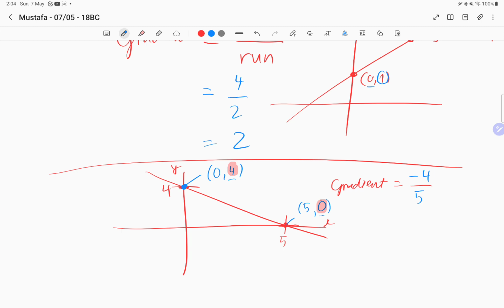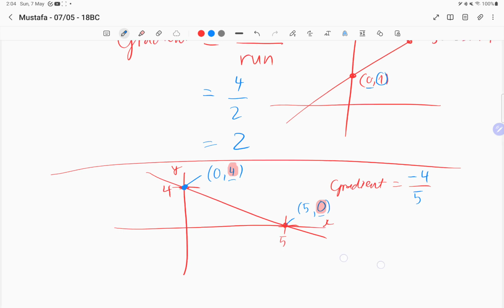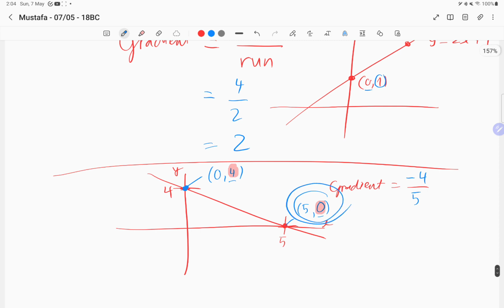So that's the rise and run concept. You always take the second point, the point on the right, and subtract the y coordinate of the first point. The formula you will learn later is y2 minus y1 over x2 minus x1. Here y2 is the point number 2 and y1 is the point number 1.